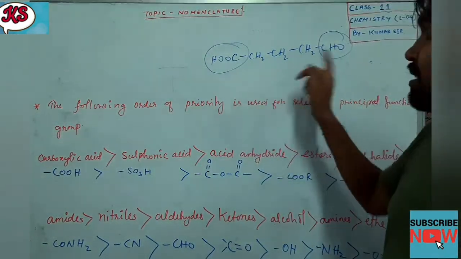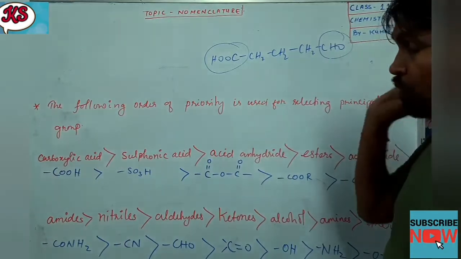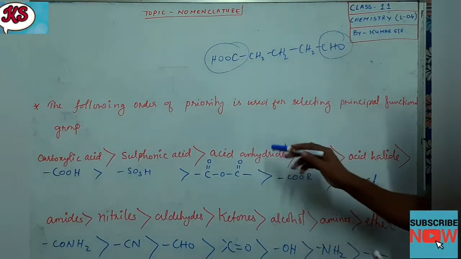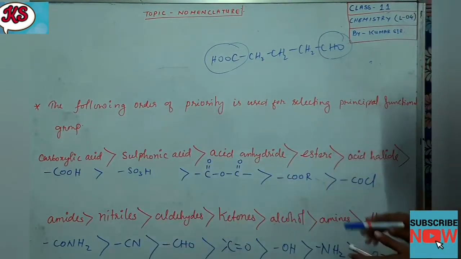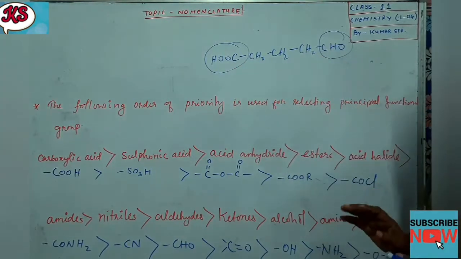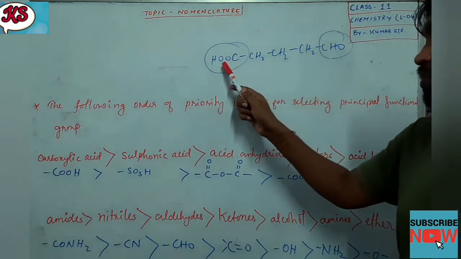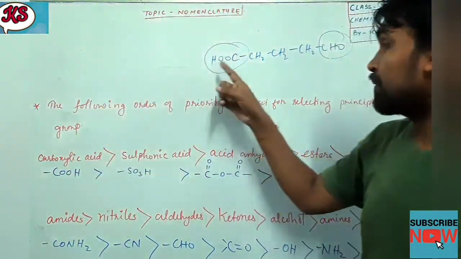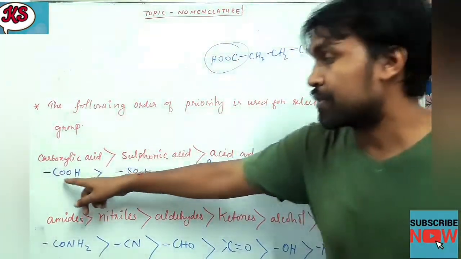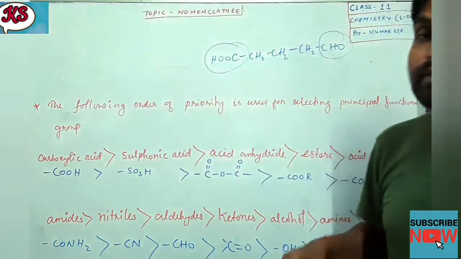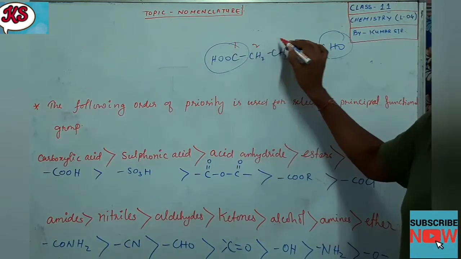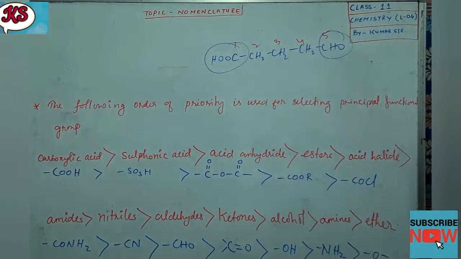But if there are 2 functional groups, in that case you have to study this order, then only you will be able to know from where to start. Like in this example, you see COOH is there, CHO is there. So you have to see the order. First preference, if anything is given, should be given to what? COOH. That is carboxylic acid should be given the first preference. So we'll start the numbering from here. 1, 2, 3, 4, 5. So our numbering will be done in this way.